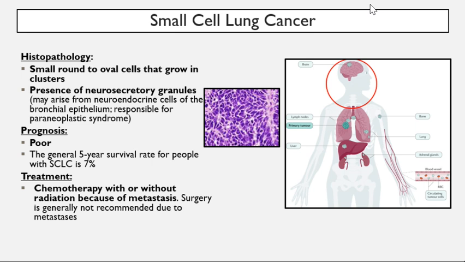This is the 5-year survival rate with SCLC, I don't know what that is, 7%. Yeah, I forgot what that is, but whatever. Poor prognosis. And treatment's going to be typical cancer treatments, chemotherapy with or without radiation because of metastasis. Surgery is generally not recommended due to metastasis.